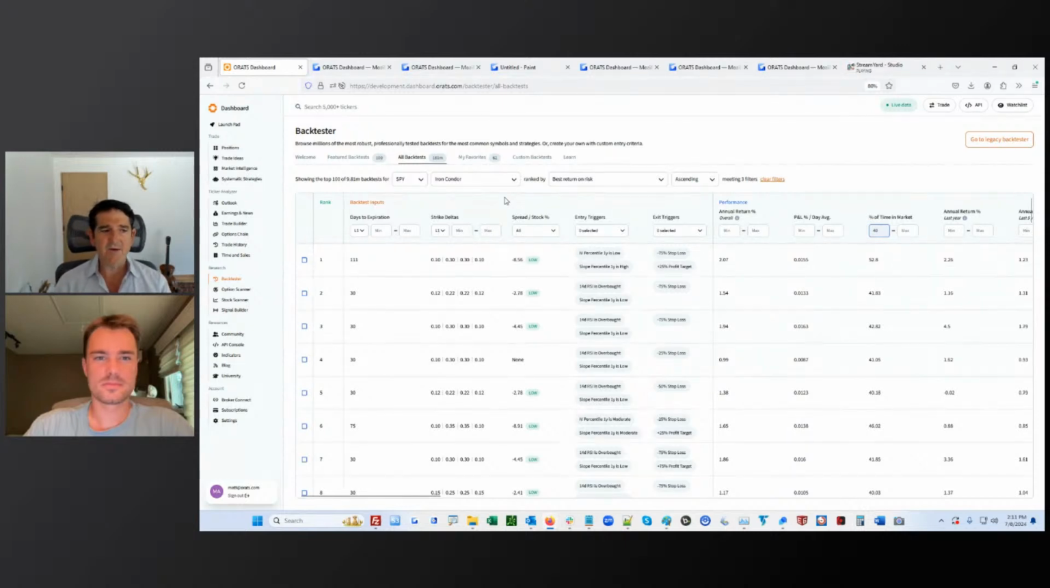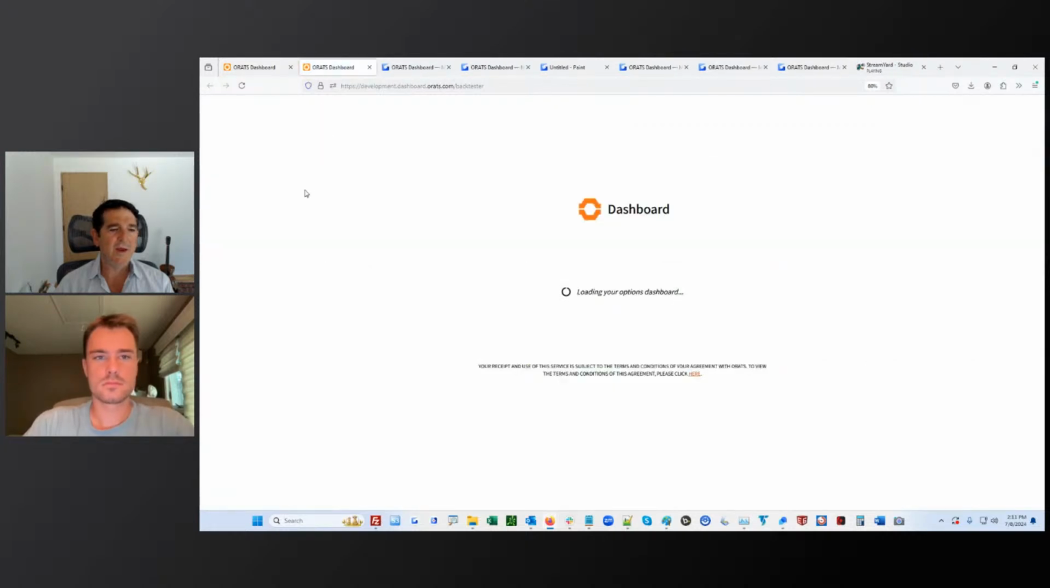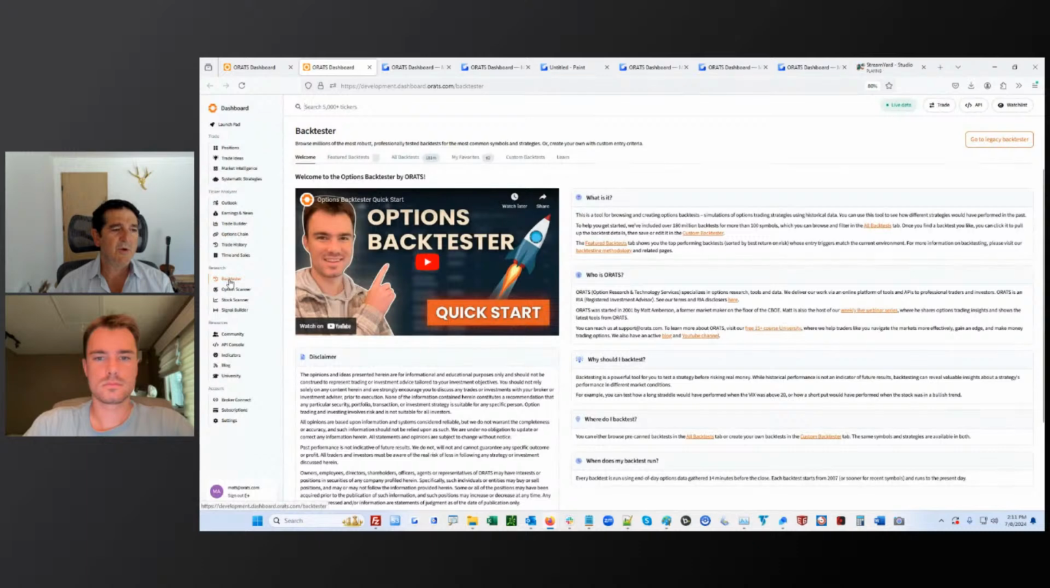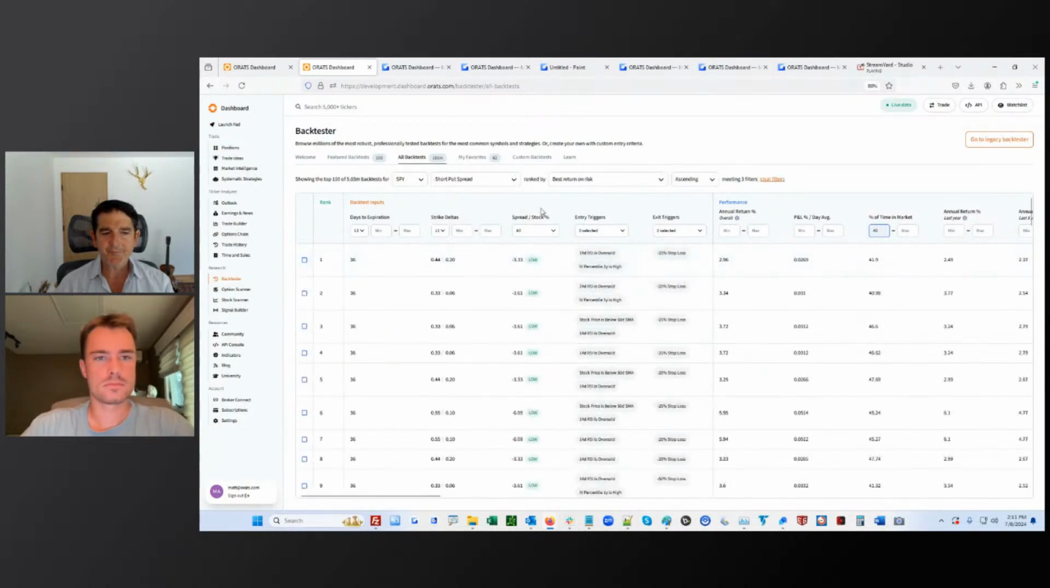And so you could sort through a lot of different ones and learn a lot from this. Obviously, backtesting is no golden goose, but you could learn a lot from it. So one of the things I wanted to look at was, let's compare a short put with, and then I could open in a different screen, with a short put spread.